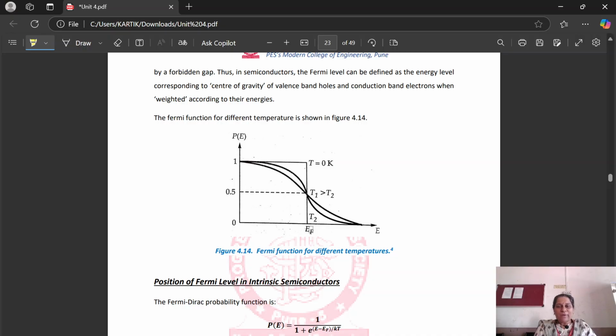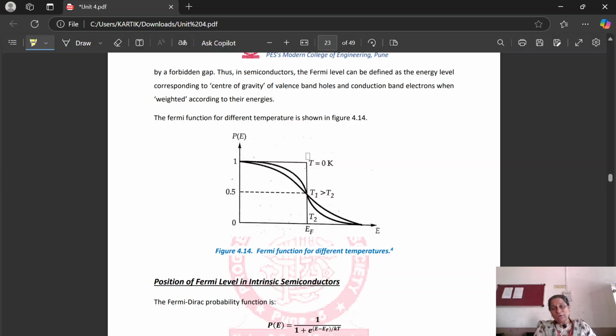Similarly, the probability of finding the particle beyond EF is going to be 0, because all the energy states below EF are filled, but no energy state beyond EF is filled. All the energy states beyond EF are empty, and therefore the probability of finding the particle beyond EF goes to 0. Therefore it is represented by a straight line beyond EF. So this is our case 1, this is our case 2.